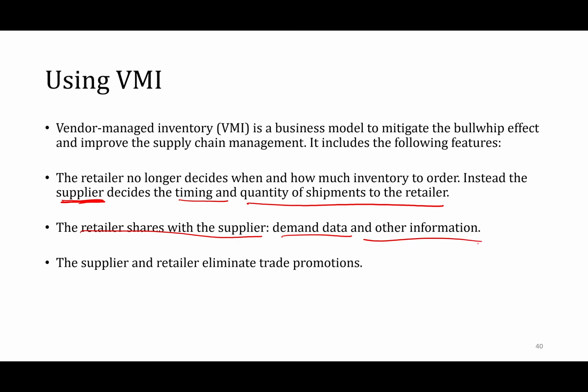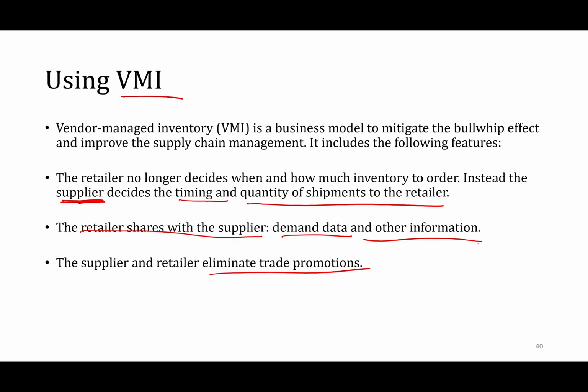And other information could be, are they doing some kind of sales promotion in their store? Is Publix doing a store-wide discount coupon of 20% off? Or such kind of information which is specific to the retailer maybe. So once the supplier has this information, then they can better manage their inventory. So they are eliminating trade promotions. So vendor managed inventory is one of the ways of reducing the bullwhip effect.